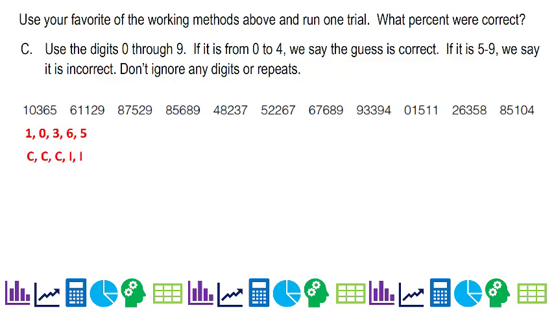So those 2 are incorrect. So I have correct, correct, correct, incorrect, incorrect. So on this simulation, we got 3 out of 5 correct, or 60%.